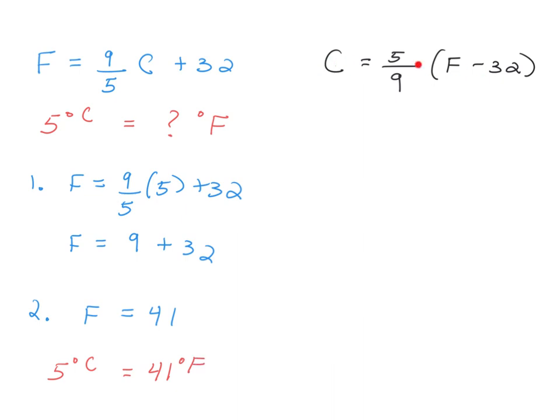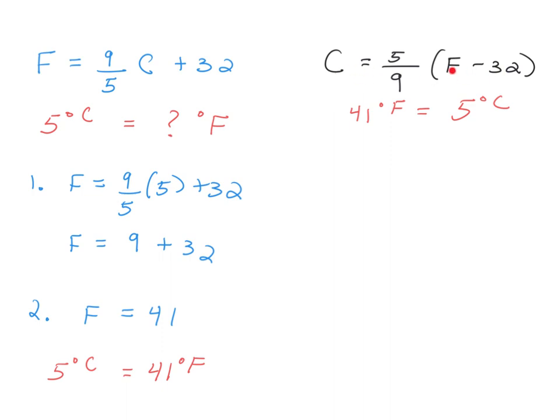Now, this formula is the inverse of this formula, and that just means it should take the number 41 degrees Fahrenheit and give us 5 degrees Celsius back. So I know what should happen over here. In this formula, if you put the number 41 in place of degrees Fahrenheit, it should give you the answer back of 5 degrees Celsius.